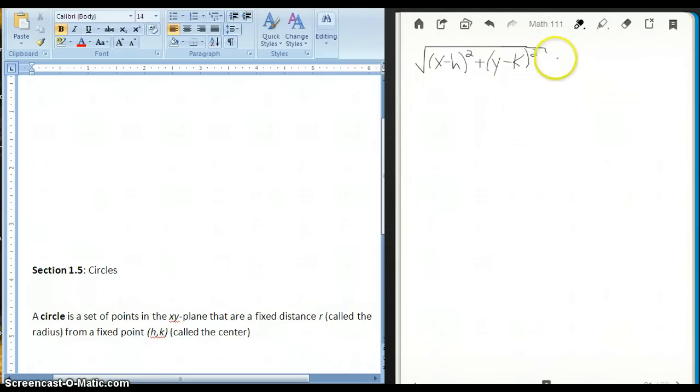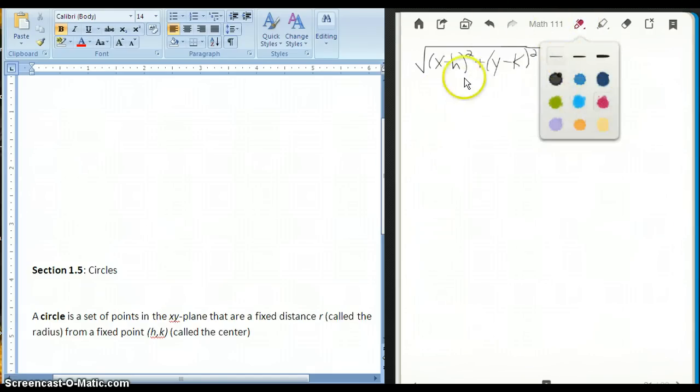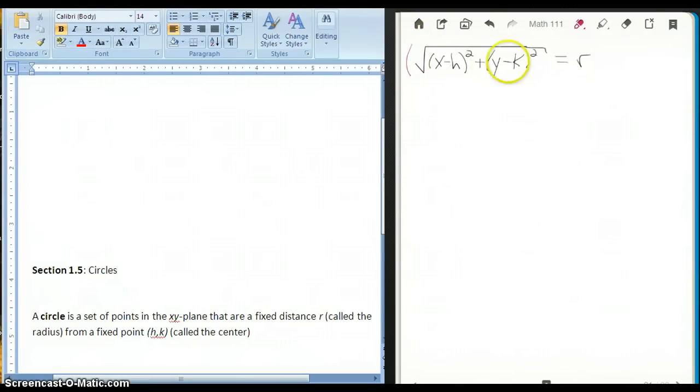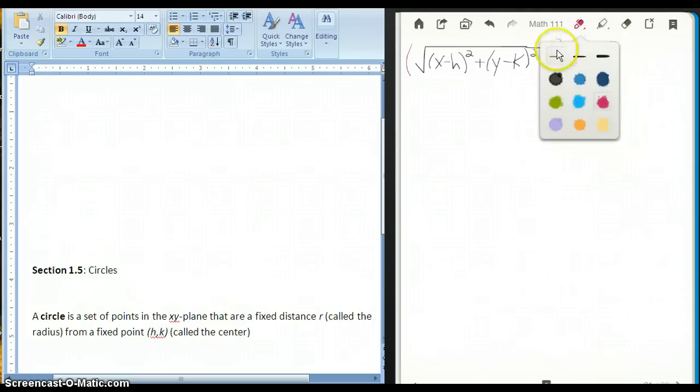Okay, and that equaled r, because that's the radius, the distance between the center and any point on the circle. So what we usually do is not leave it written like this, but square both sides. And when I square both sides, remember what's going to happen. That's a perfectly valid mathematical operation. I'm going to square both sides here.